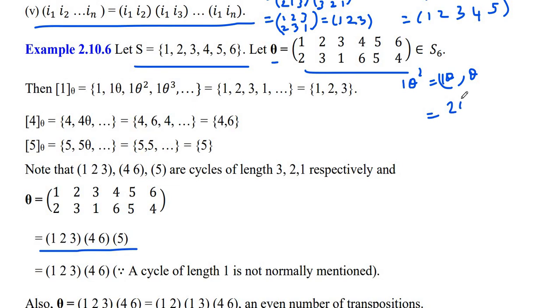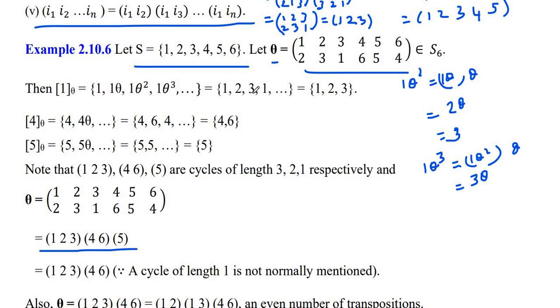So you have 1θ², that is, the image of 1 under θ² is 3. Now θ³, the image of 1 under θ³ you want to compute. It is nothing but the image of 1θ² under θ. So 1θ² is 3, so 3θ we'll have to see. 3θ is nothing but 1. So you have 1. Again this will be repeated.